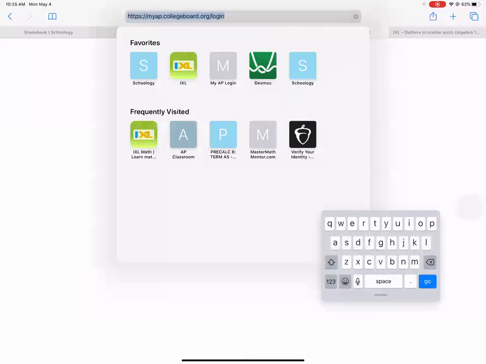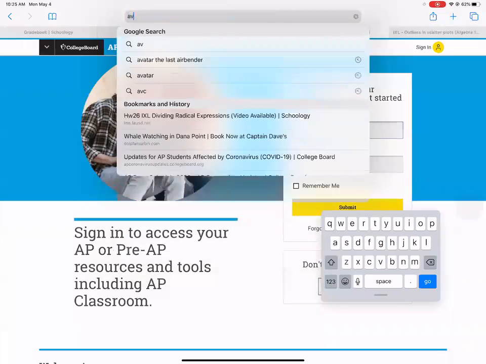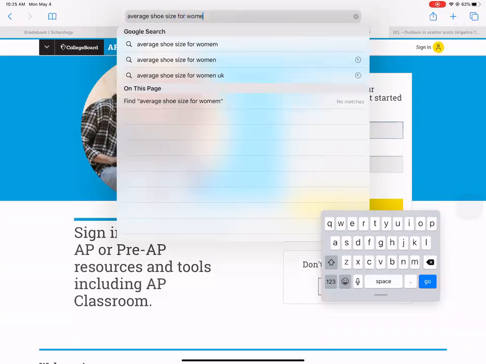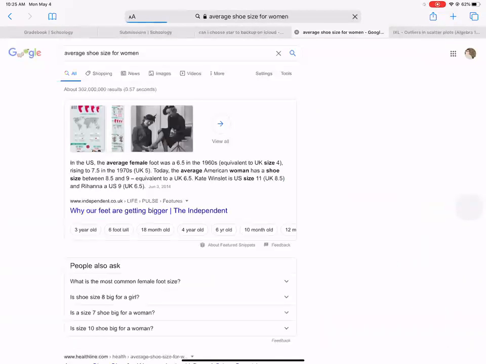Let's look up Google real quick. Average shoe size for women. Average shoe size in the US is 6.5. There you go.